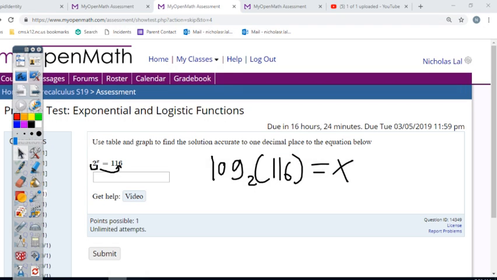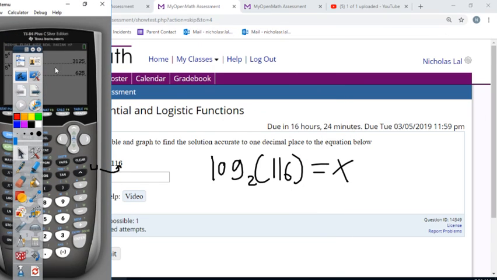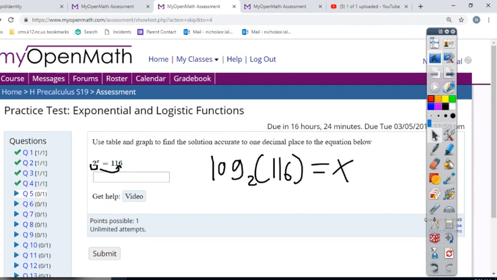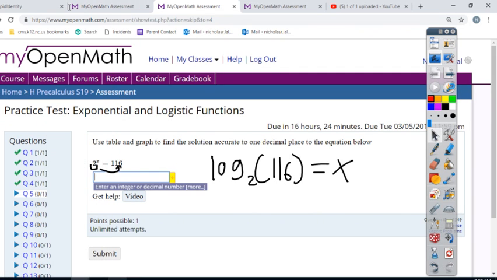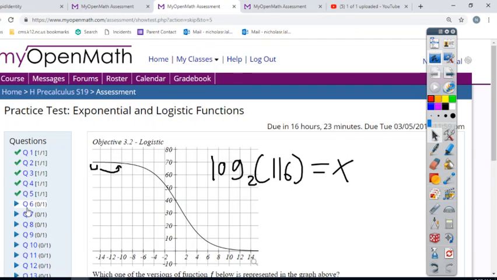So I now take my calculator and evaluate math, up, log base 2 of 116. And that is equal to 6 point, accurate to one decimal place. So 6.85 is going to simplify to 6.9. That's going to be 6.9. Alright, that is considered correct. Let's move to question 6.